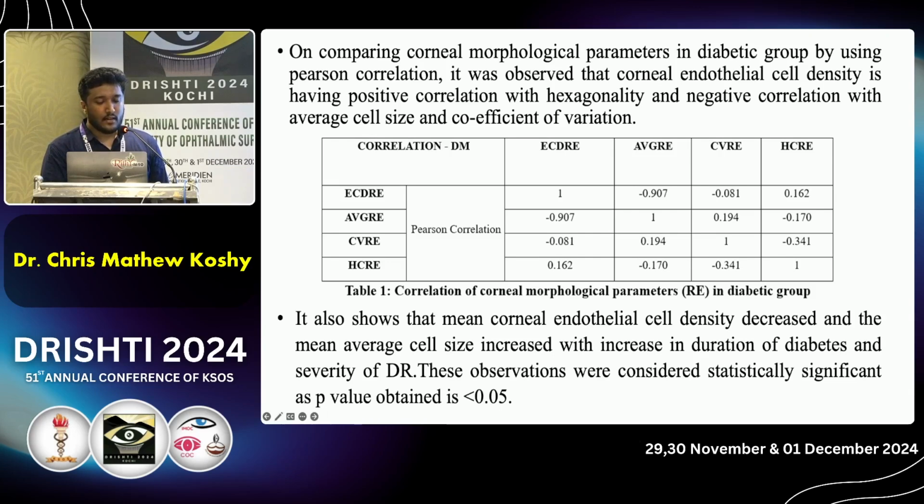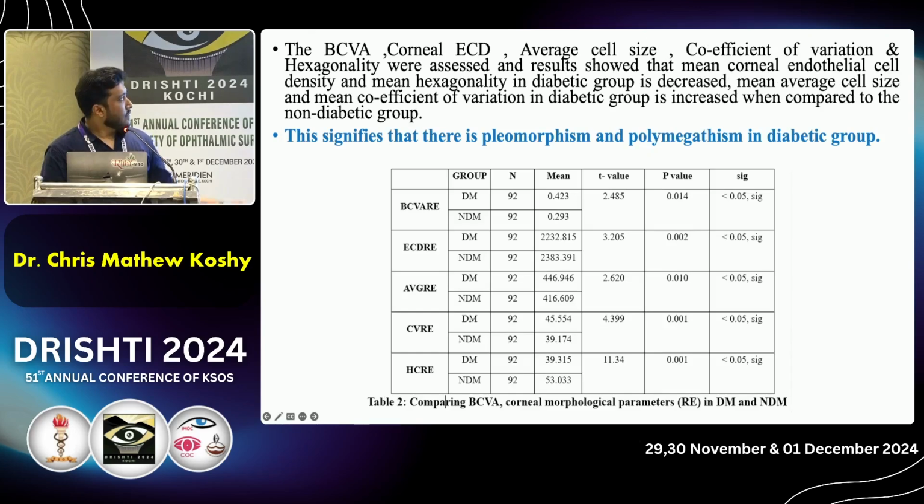These observations were considered statistically significant as the p-value obtained is less than 0.05. The best corrected visual acuity, corneal endothelial cell density, average cell size, coefficient of variation, and hexagonality were assessed, and results showed that the mean corneal endothelial cell density and mean hexagonality in the diabetic group decreased, and the mean average cell size and mean coefficient of variation in the diabetic group increased when compared to the non-diabetic group. This signifies that there is pleomorphism and polymegathism in the diabetic group.